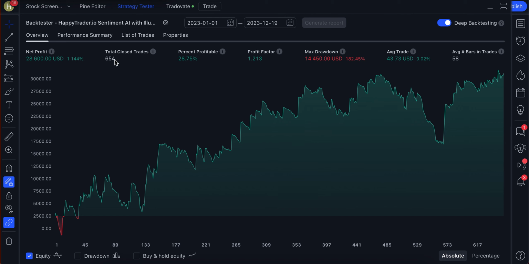And 654 closed trades, 1,144% gains. For context, the regular market, like I say in every other video, does 7 to 10, maybe 11% per annum. And that is, people are able to retire off that, right? So that's no small amount of compounding.